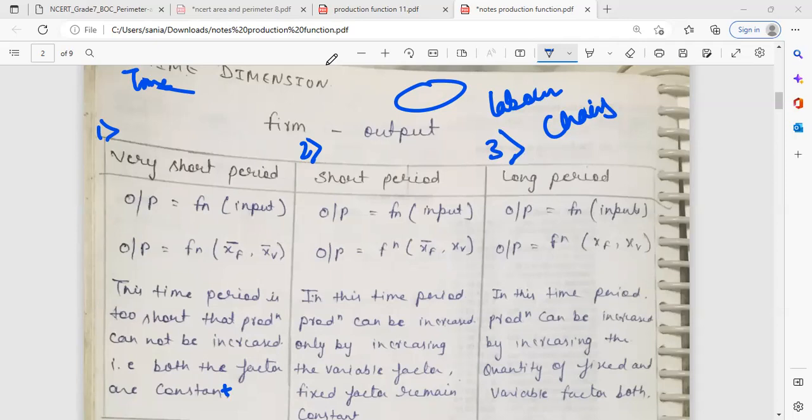Ma'am. Done. Yes, teacher. Okay. Others? Done. Yes, ma'am. Okay, Ritika and Janab, you are also done.